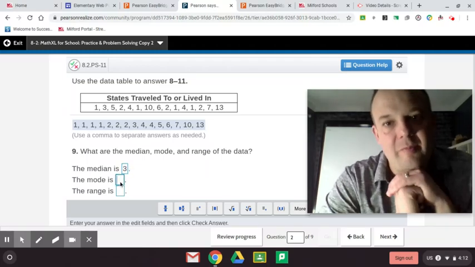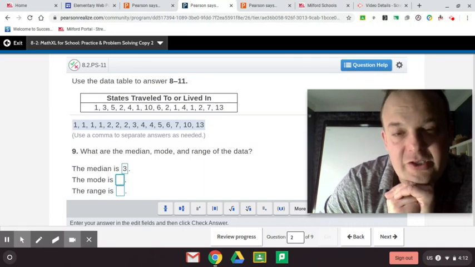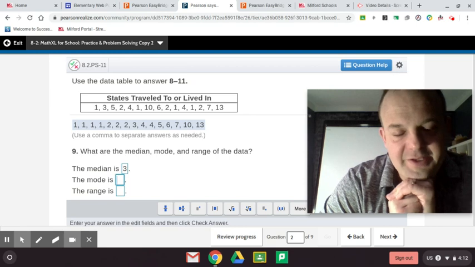Now the mode is the number that occurs most often. Which number up here occurs most often? That's right, the 1.